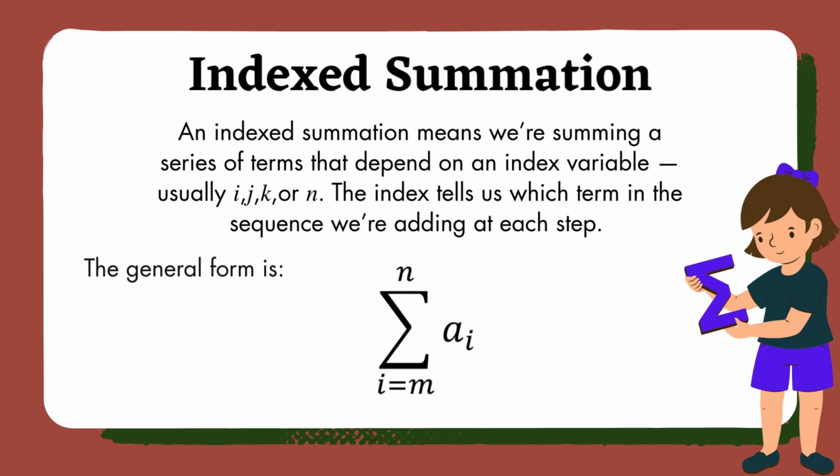Next we have index summation. Index summation means we're summing a series of terms that depends on an index variable. Usually, index summation uses i, j, k, or n as the variable. And the index tells us which term in the sequence is added at each step. So the general form is the sum of a sub i from m to n.